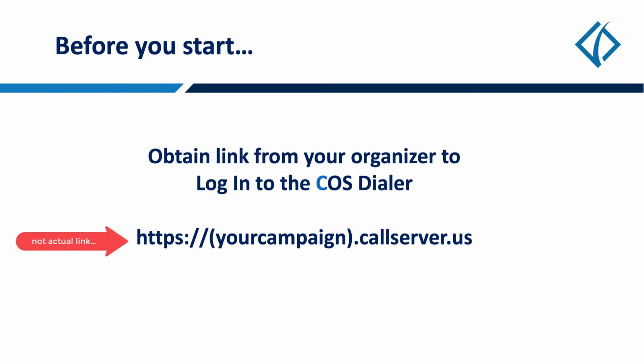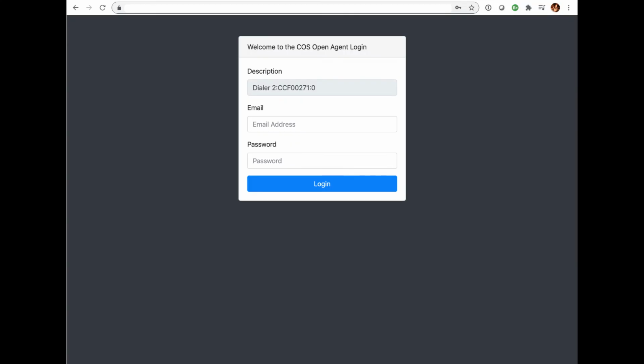You'll receive a link from your organizer. Copy this link to your Chrome browser to bring up the login page for calling. At the Welcome to the COS Open Agent login page, enter your email address. Enter the password that was given to you by your organizer. Use your same email address and this password if you return for more calls in the future.